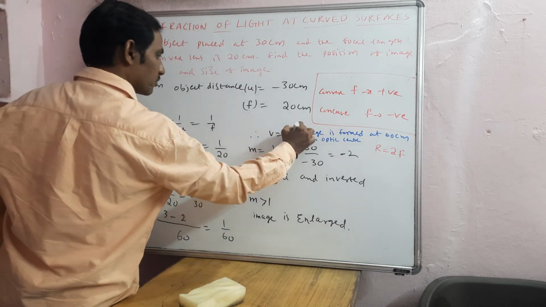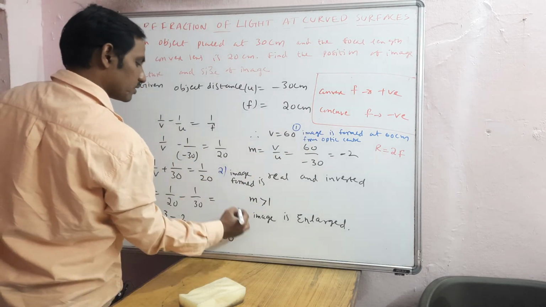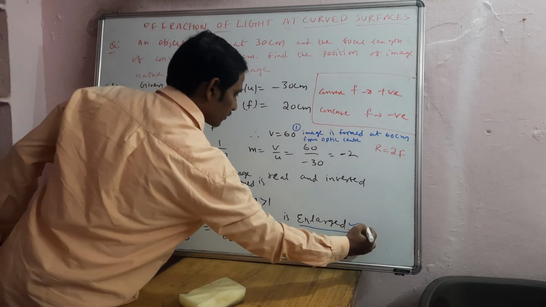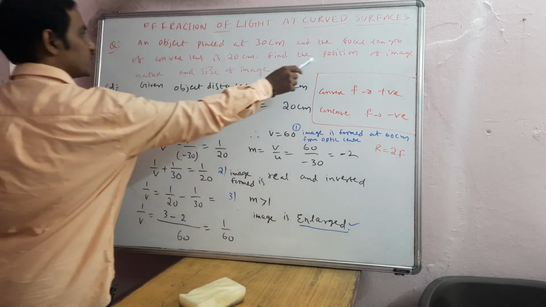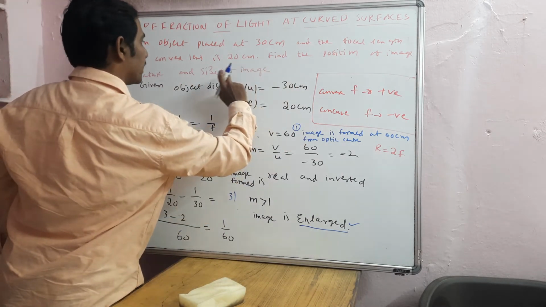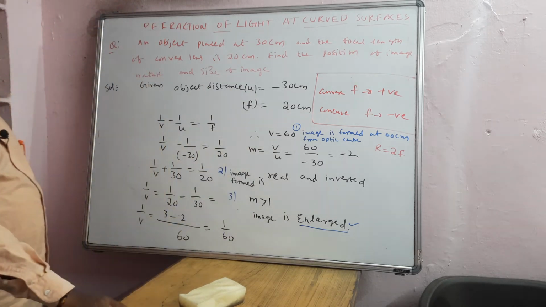This is point number 1, this is point number 2, and this is point number 3. Based on this, image is enlarged. So these you should write. Position is point number 1, nature point number 2, and size point number 3, like that. In that way we can do it.